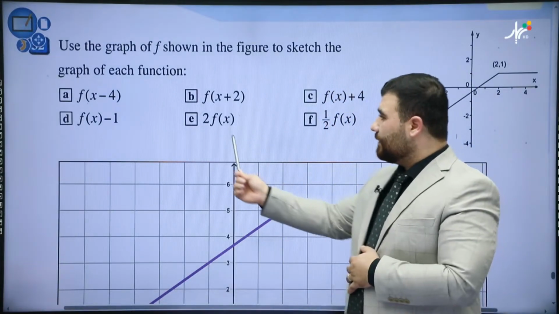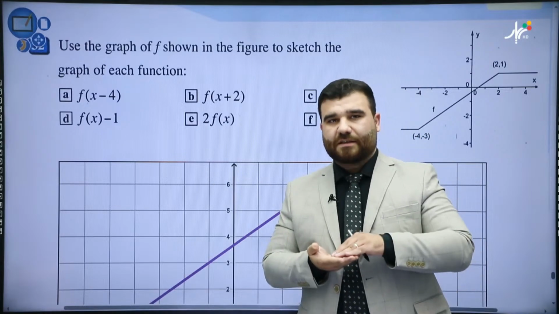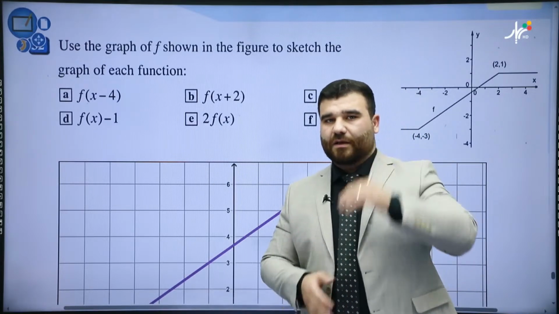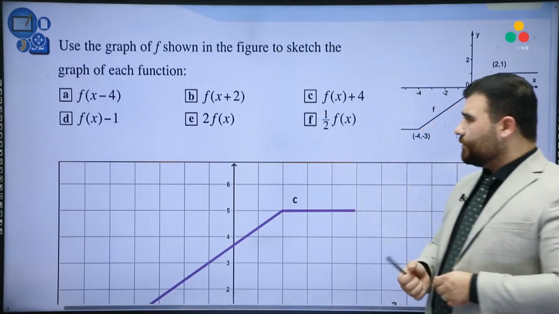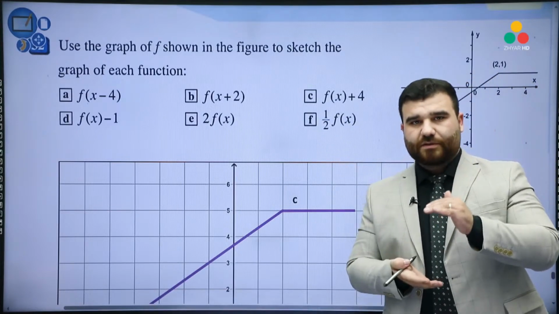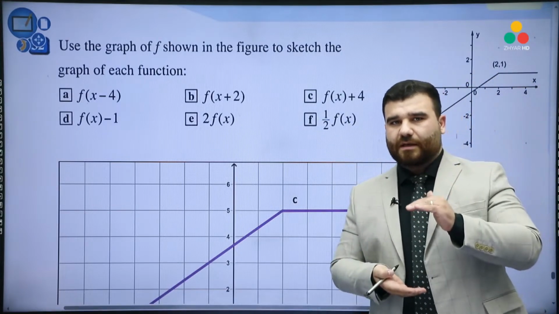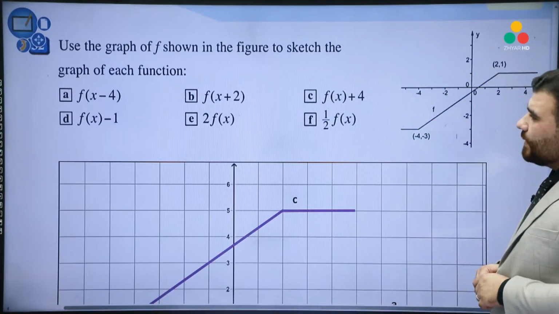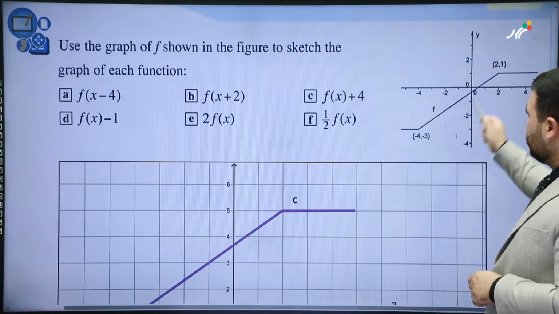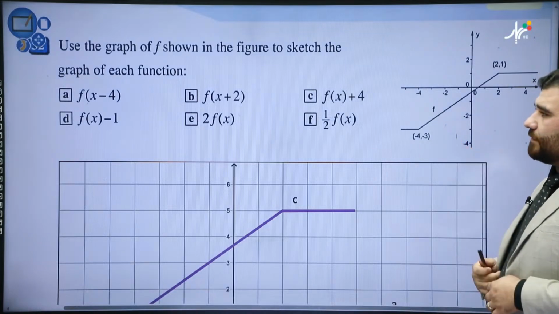Multiplication, if you multiply a function by 2, this makes the graph twice wider. And 1 over 2 makes the graph shrink, so the graph will be half size. Now look at this. The given graph is for f.